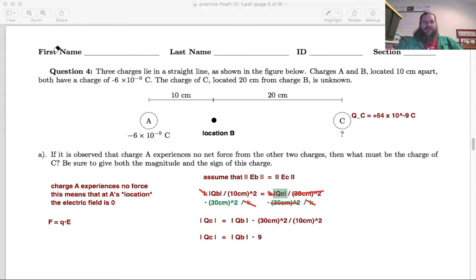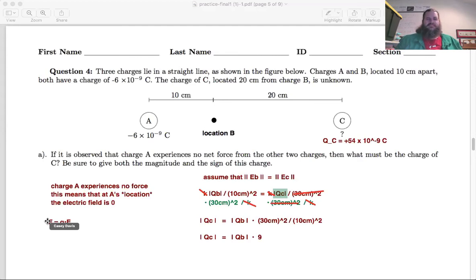And we can now do that because we know the charges of both other objects. We know C is 54 times 10 to the negative 9 coulombs. And we know A is negative 6 times 10 to the negative 9 coulombs. And we know both distances. So you can use KQ over R squared to find the electric field each one of these causes, add them together with vector addition to find the total electric field, and then multiply that electric field by the charge of object B to find the force on object B. Any questions on that one so far?